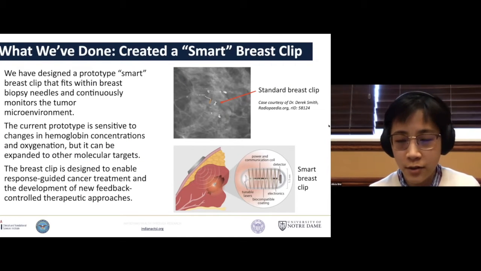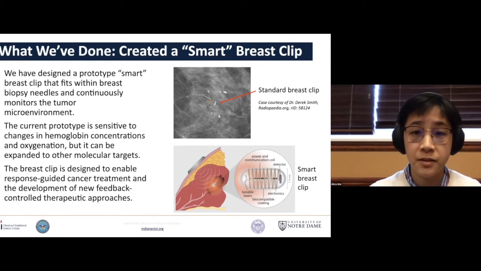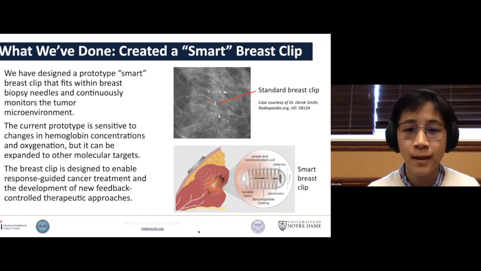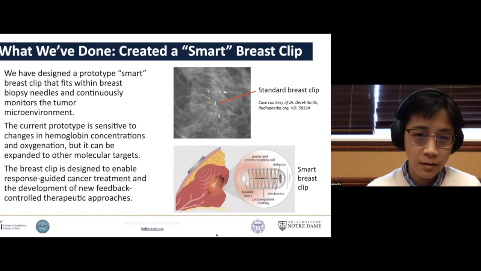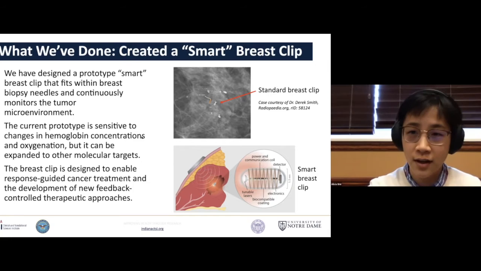So what we started doing here is to create a smart breast clip. Looking at the images first, on the top right is a representative image of what a breast clip usually looks like. This is usually inserted through a 12-gauge breast biopsy needle, and it's pretty invasive because ultimately it's just a contrast, so the surgeon knows where to dissect.